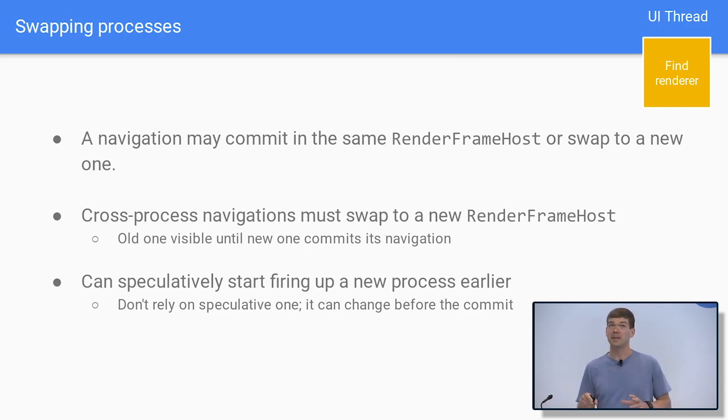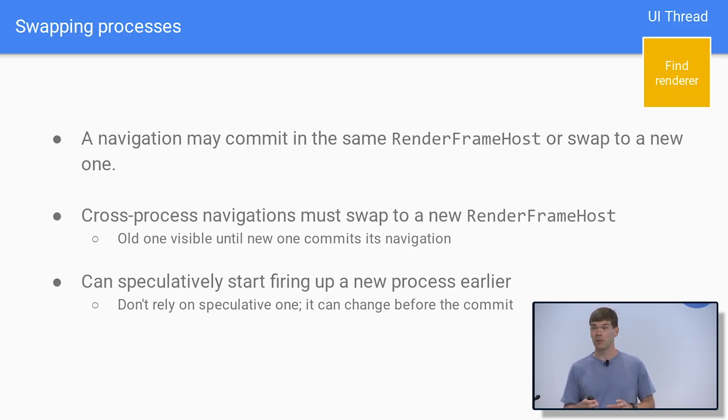And then at that point, the new one becomes the current render frame host. And we have this interesting optimization because the network request and the process startup actually both can be slow. We try to do them in parallel. So when the navigation initially starts, we try to speculatively start a process that we think we'll need. And then at the end of the day, when we hear back the response, hopefully the process is just ready to go at that point for the commit.